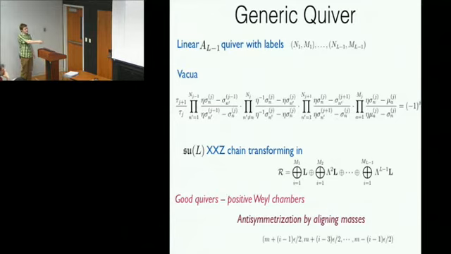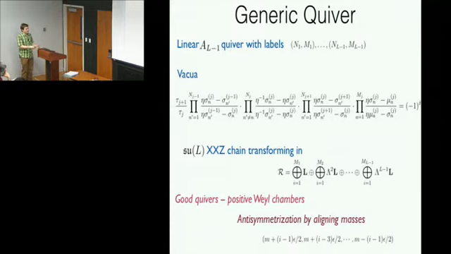some representation which involves antisymmetric powers of the fundamental representation of SU(L). So you could have several copies of the fundamental, then several copies of the second antisymmetric power of the fundamental, and so on and so forth. So again, the good quivers belong to positive Weyl chambers for the representation R.